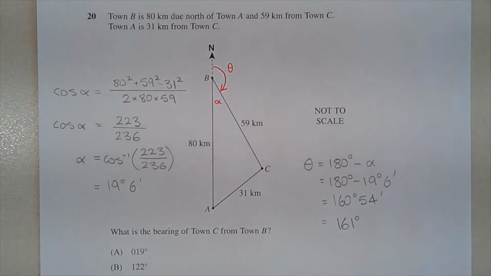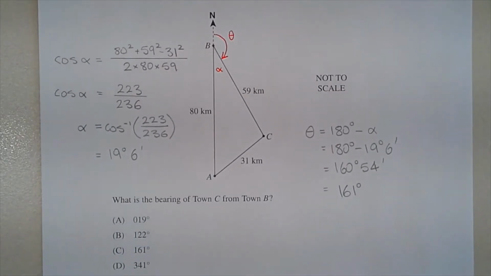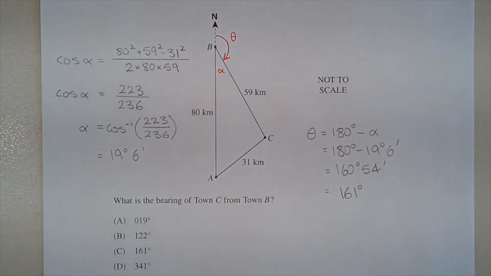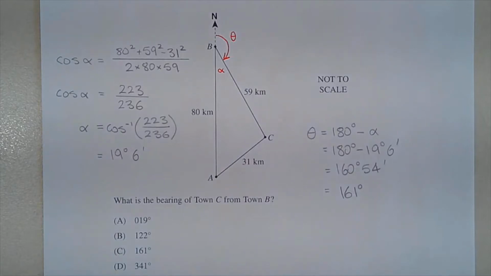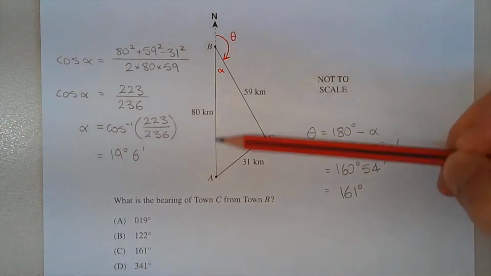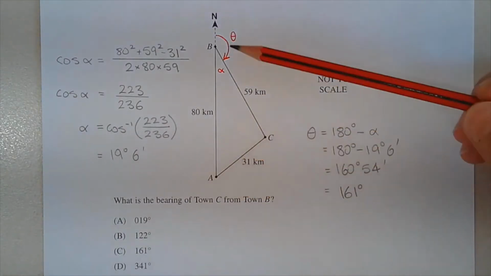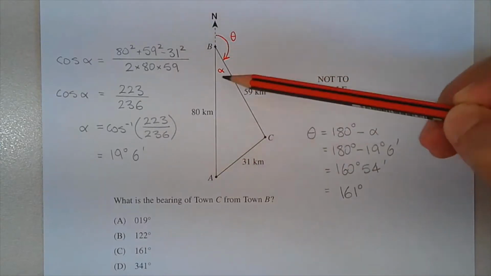Question 20. Town B is 80 kilometers due north of Town A and 59 kilometers from Town C. Town A is 31 kilometers from Town C. What is the bearing of Town C from Town B? Now the bearing we want to find is represented by this angle theta. But this angle is outside of the triangle ABC. So in order to find angle theta, we need to find another angle inside the triangle.